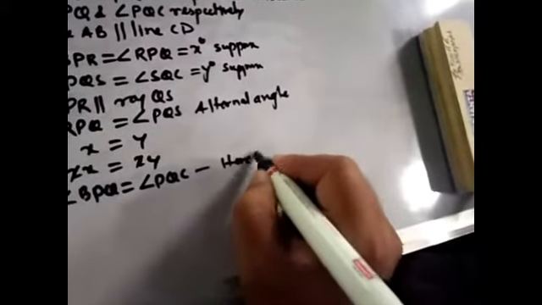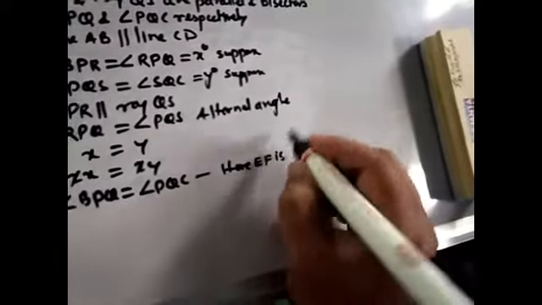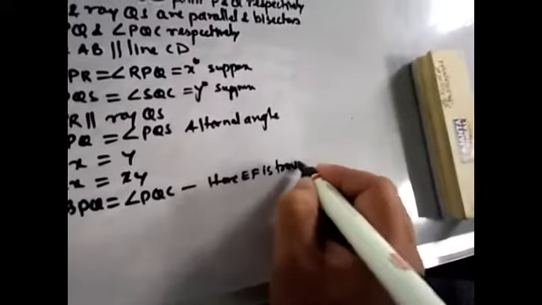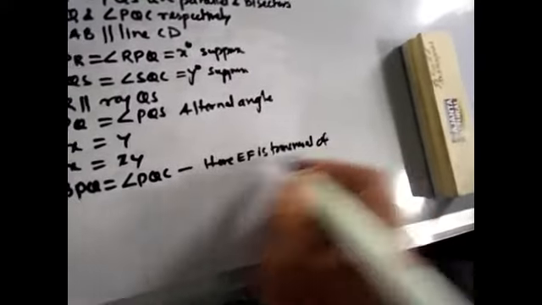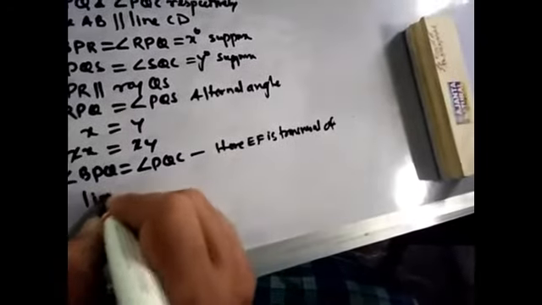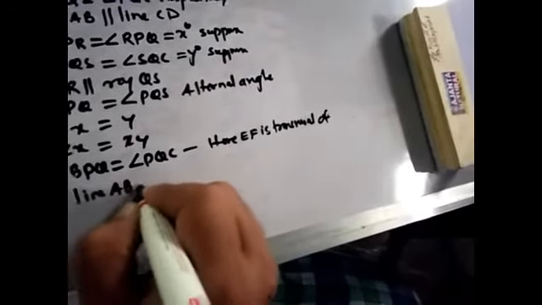Here write down the reason. Here EF is a transversal of line AB and CD.